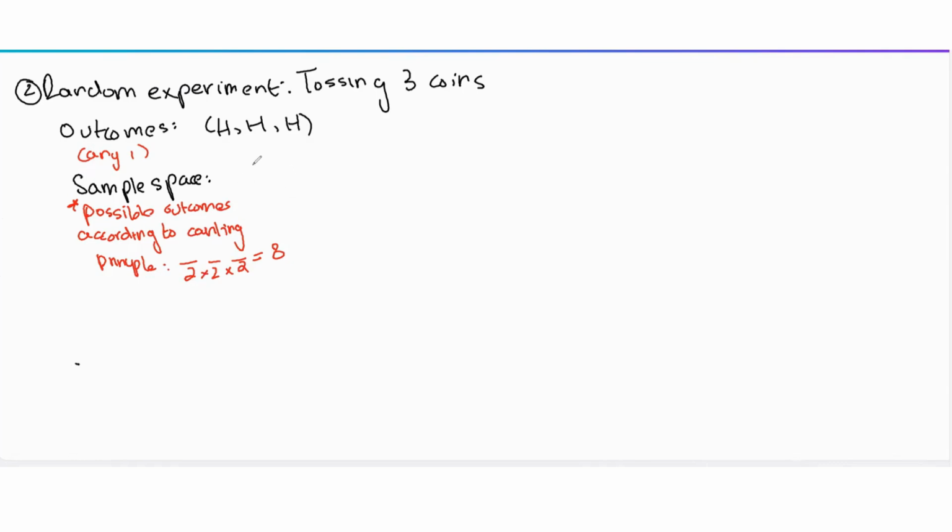So our sample space is a set of all possible outcomes, and using the counting principle, we know we'll have 8 outcomes. What will those 8 outcomes be? We can have all three heads, then the first two heads and then a tail. Then we can have the first a head, the second a tail, and the third a head. Then the first is a tail, and then we have two heads. And then we can have all three tails.